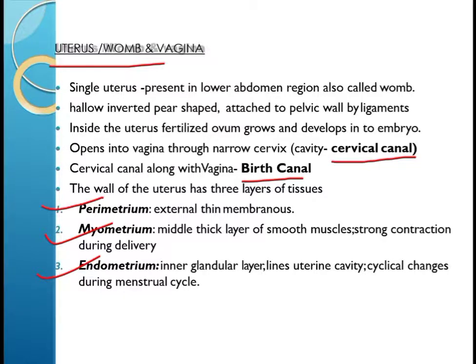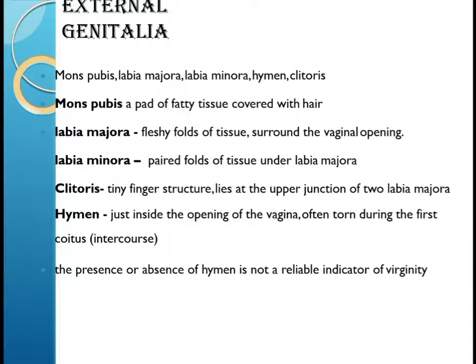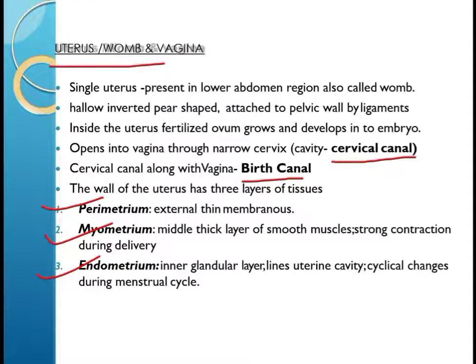Now, let us study about vagina. It is about 10 centimeter long and acts as a receptacle for the penis during copulation or mating, for allowing menstrual flow, and for serving as a birth canal during parturition. It opens to the exterior by an aperture called vaginal orifice.